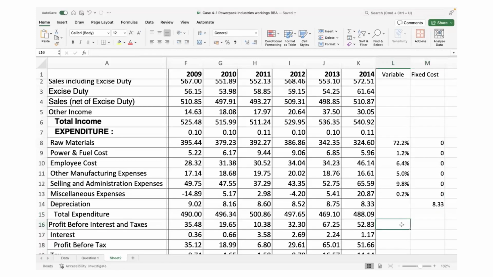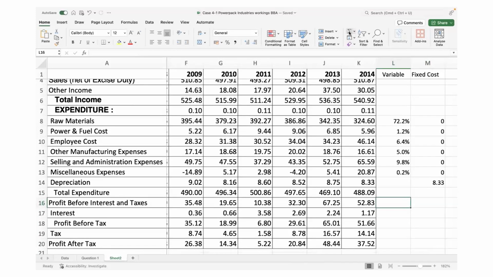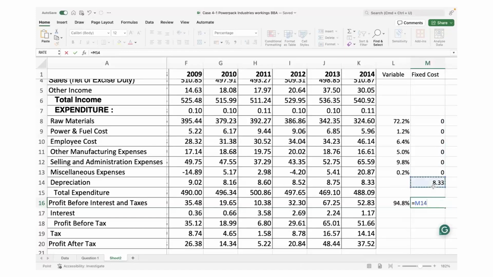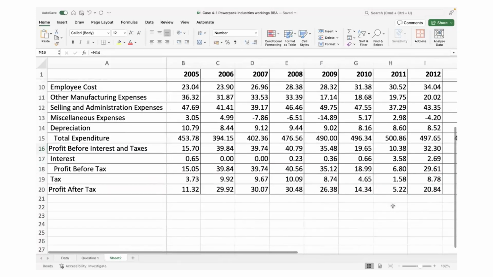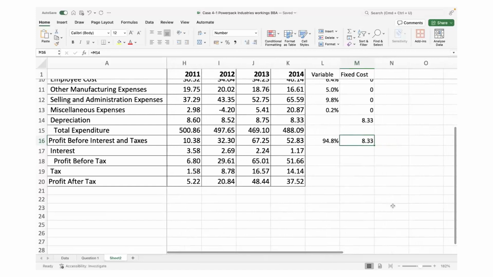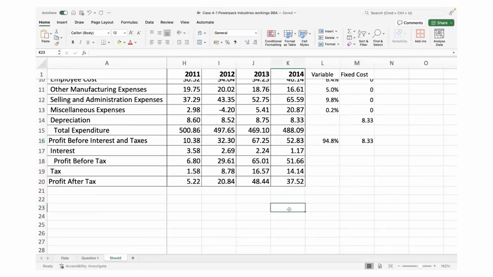Then let us sum up the total cost. 94.8% is the variable cost and 8.33 is the fixed cost. With this data, it is possible for us to find out the break-even point, margin of safety, and many other things. The first thing is the break-even point.